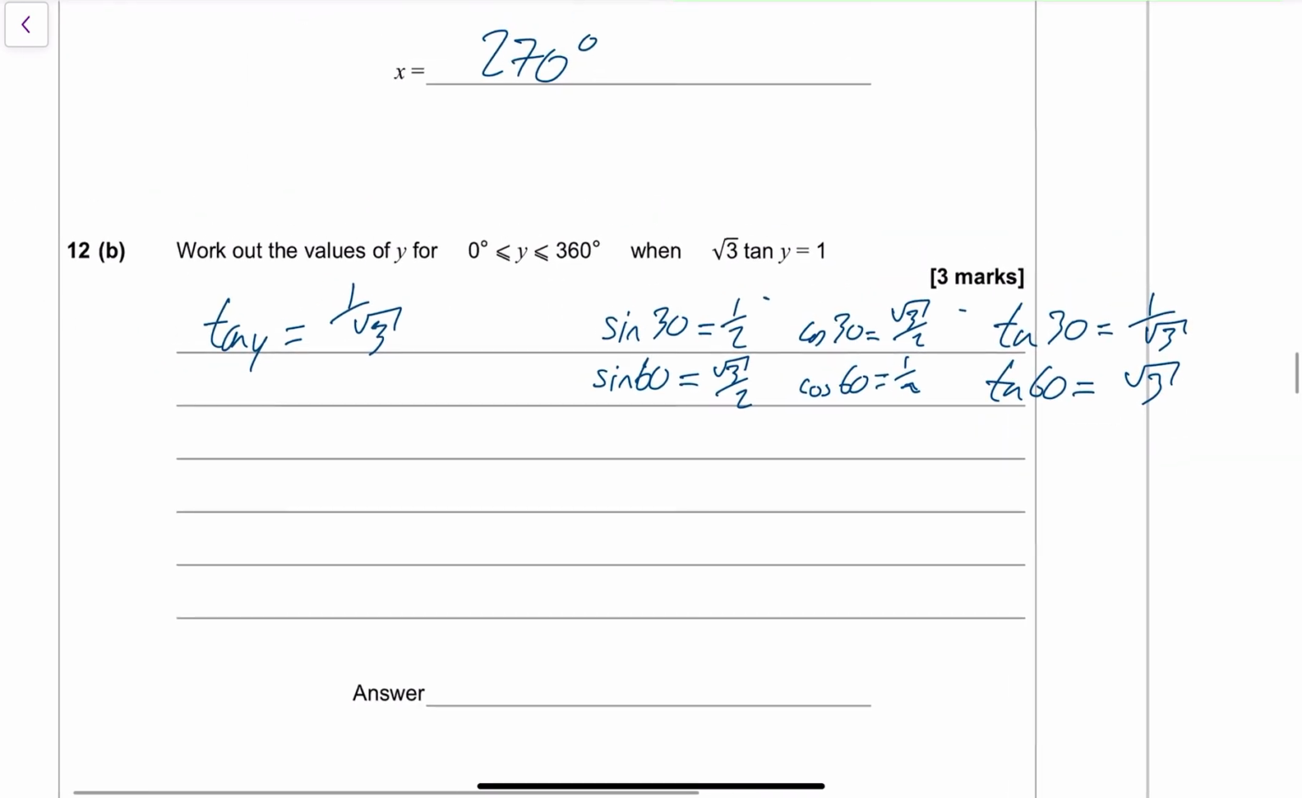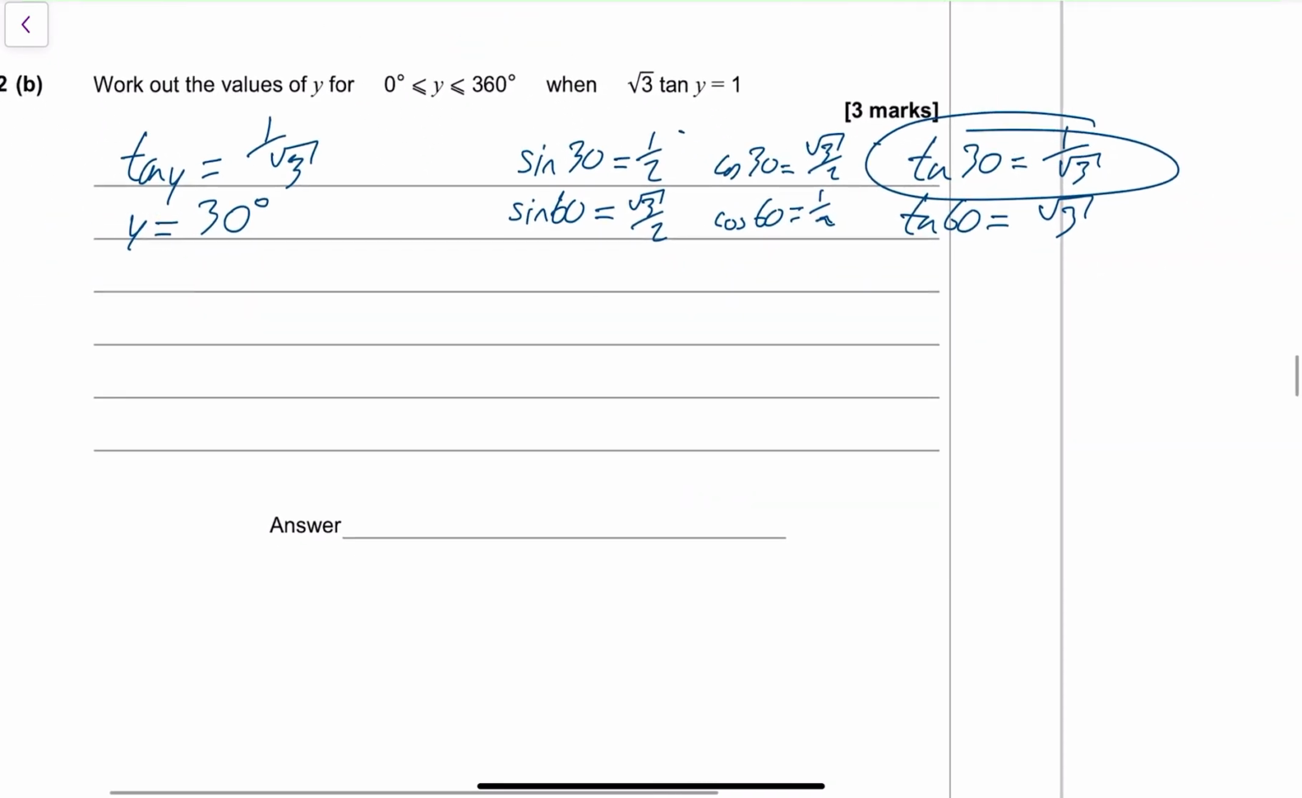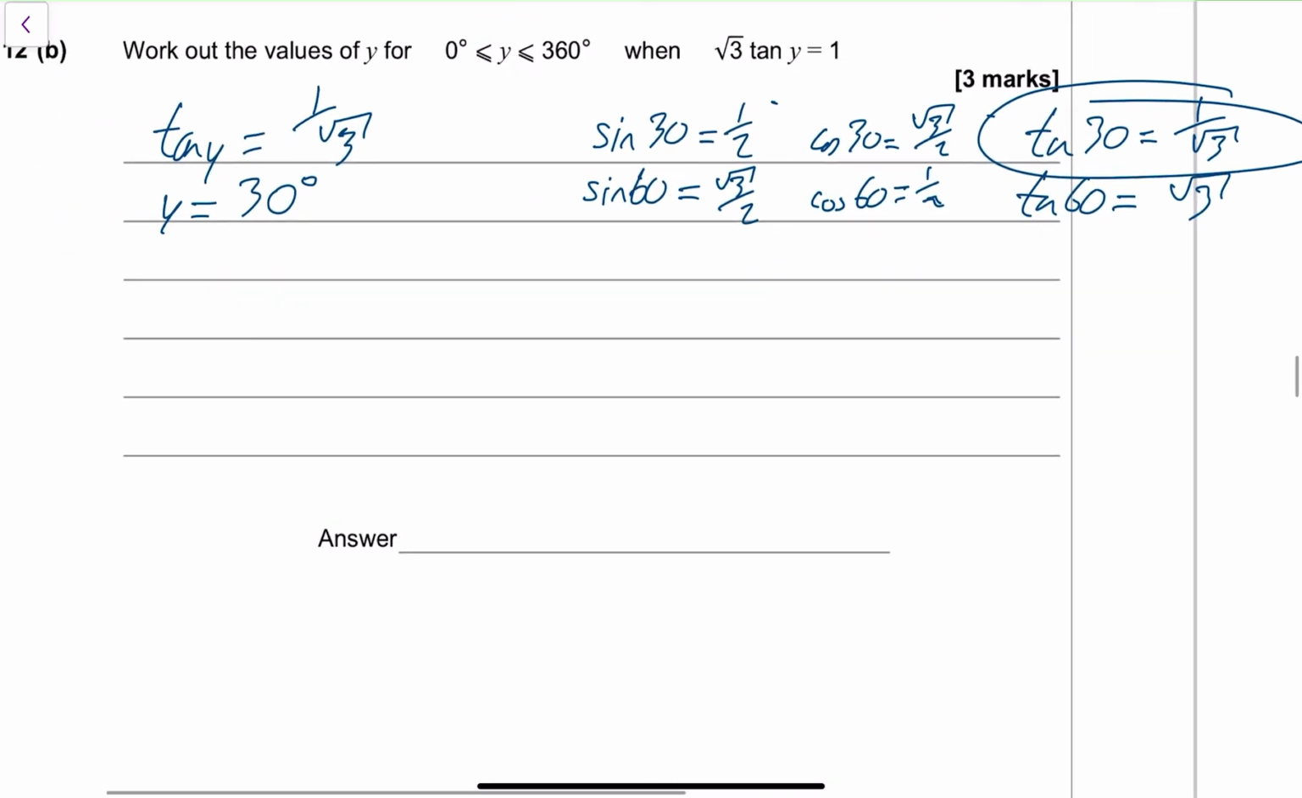So you can see your basic angle, your first angle is this one, so therefore y is equal to 30 degrees. Okay, that's one of your angles. Now, again, I'm going to do this two ways. I'm going to use a CAST diagram and use the graphs. I'm not too sure which way you would do it.